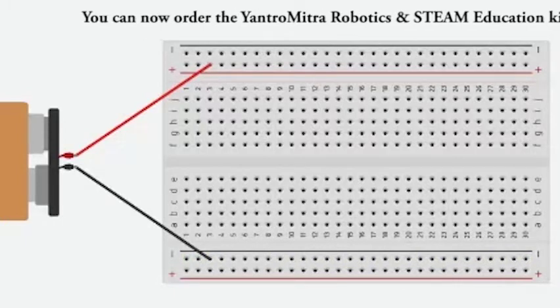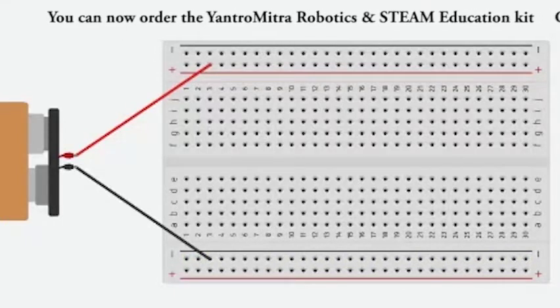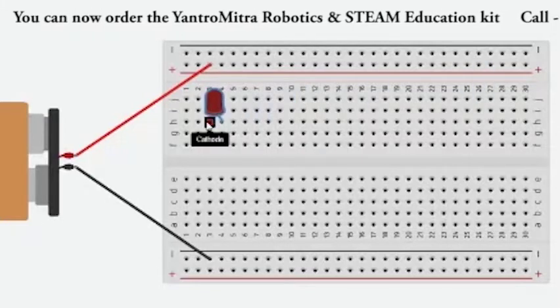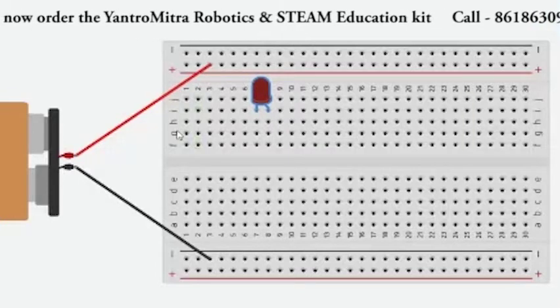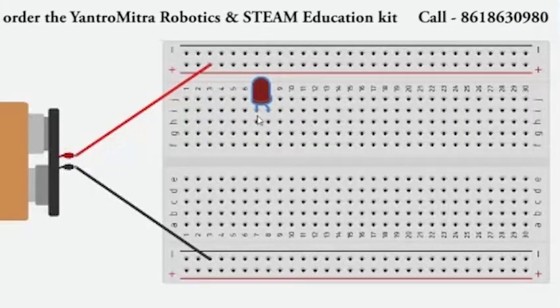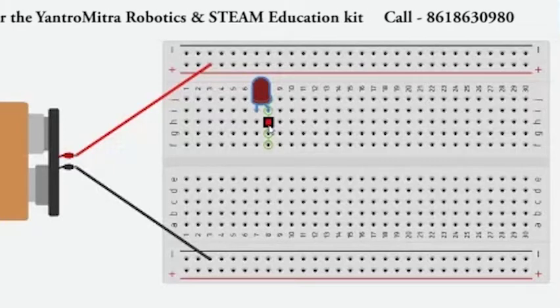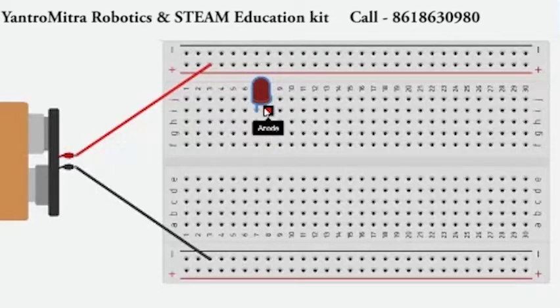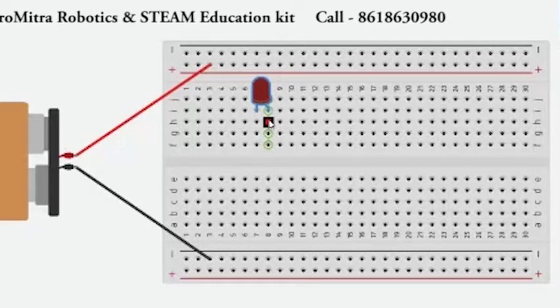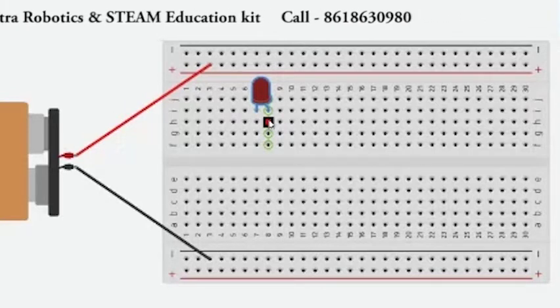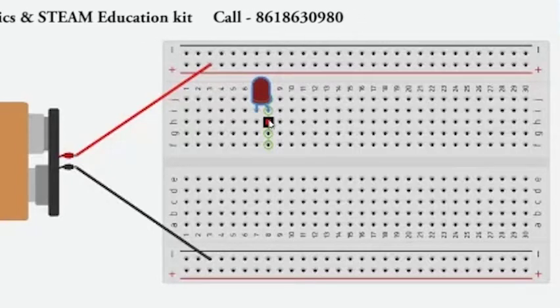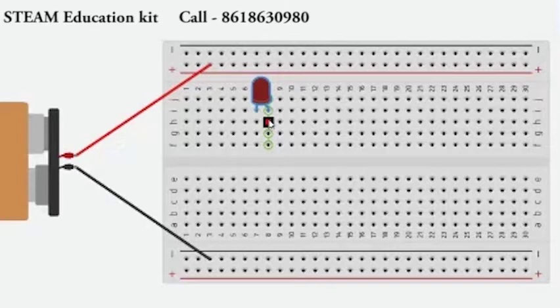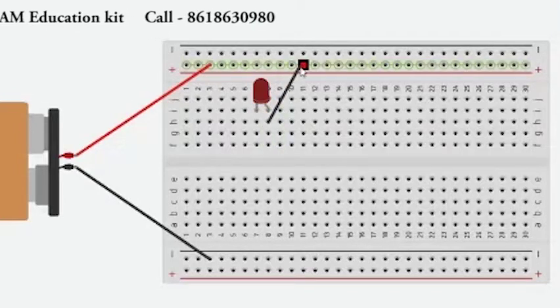Let us take LEDs. So I am bringing an LED over here. So this is an LED. Let me connect this LED with the connections. As we see, the longer leg is the anode, which is positive. The longer leg is to be connected to the positive terminal of the battery. So let me connect this longer leg to the positive terminal of the battery.